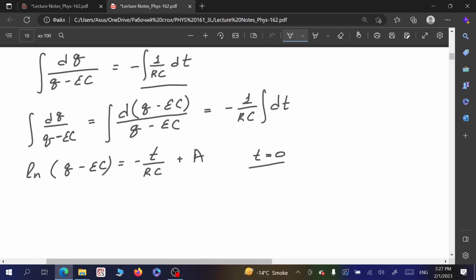At the moment t equals 0, Q is equal to 0, and that is the reason why we have maximum current flowing, I maximum equals epsilon over R.